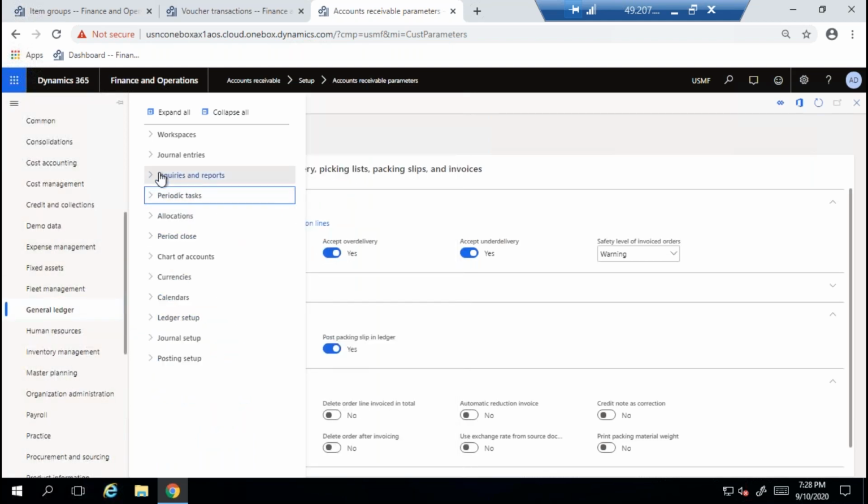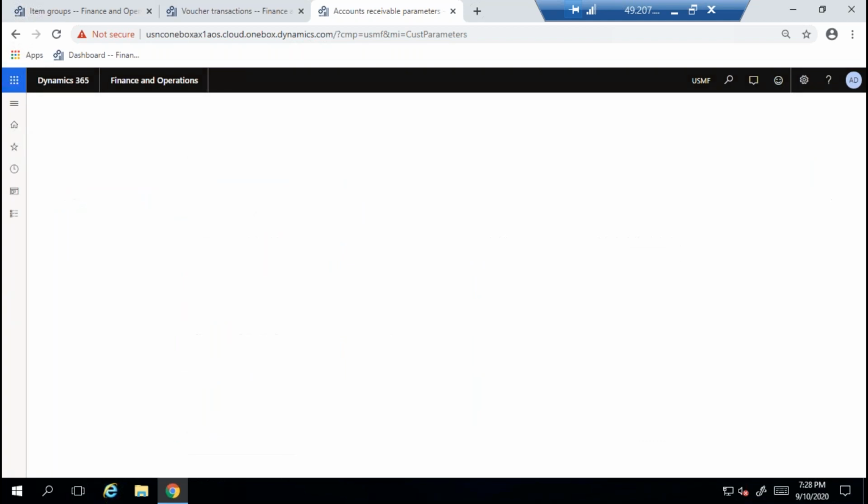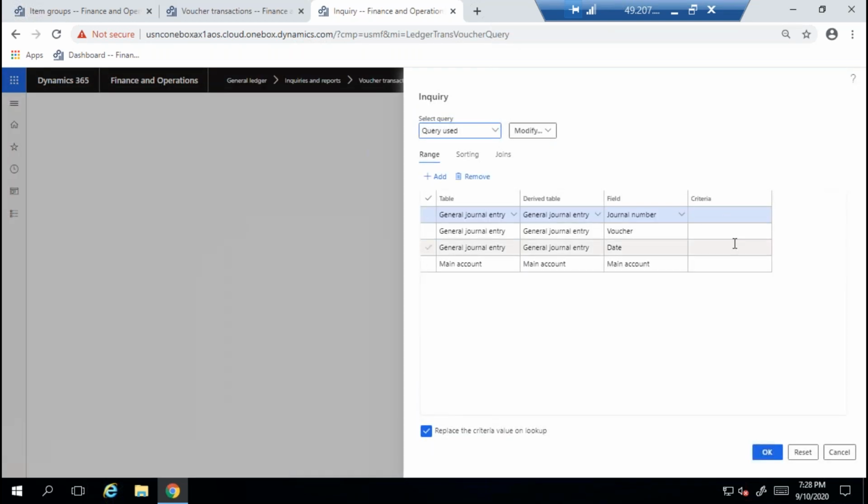The voucher transactions, right? See the third one from the top. Yeah, that one. Every transaction will be stored here. So you can do a blanket or a specific account, whatever it is. If you want me to generate for everything, it will take so much time. If you select a specific account, it will come fast. Main account.